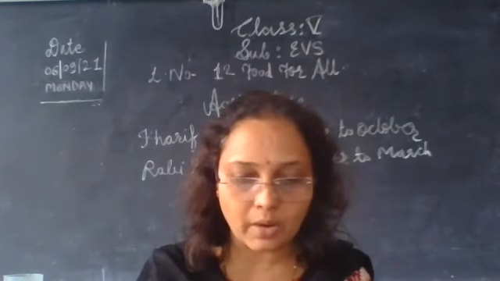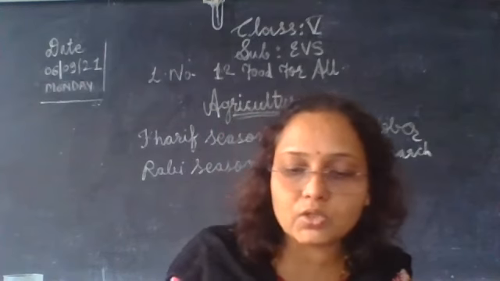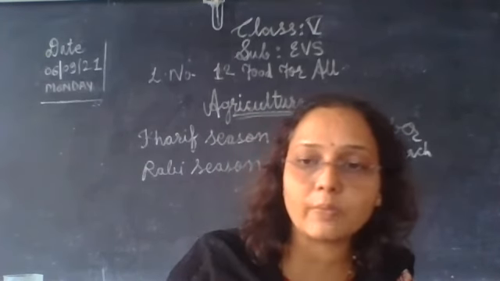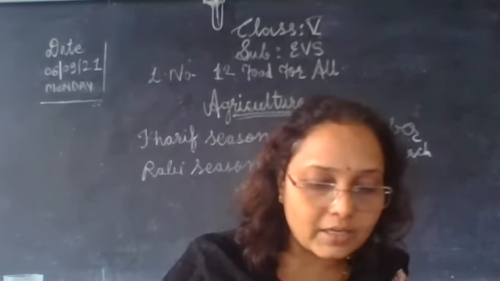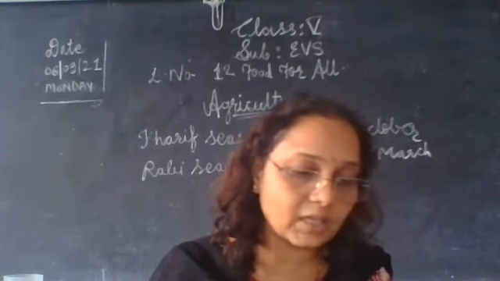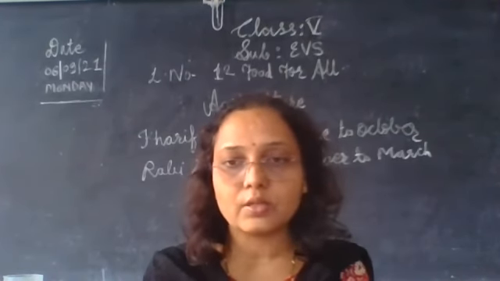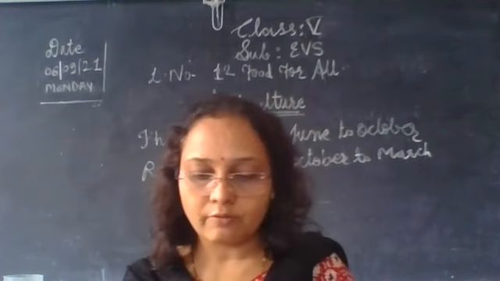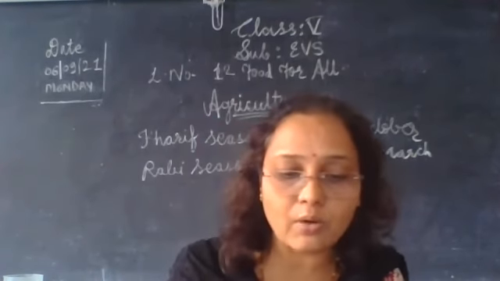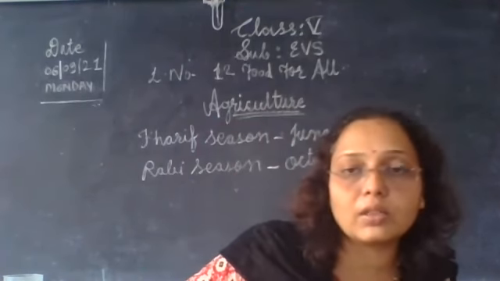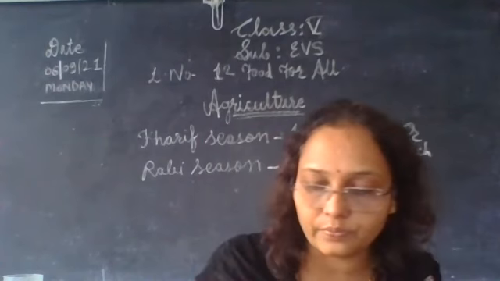Okay, so this is about improved methods of agriculture, then traditional agriculture, agricultural work. So we learn in this lesson. So please find out some more information about irrigation and modern methods of agriculture.